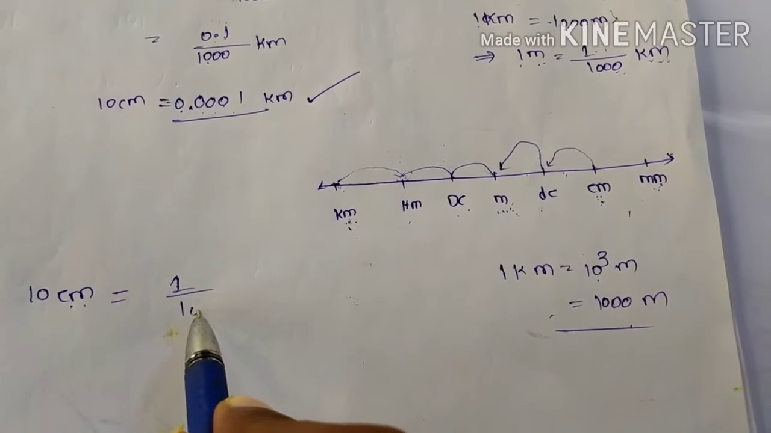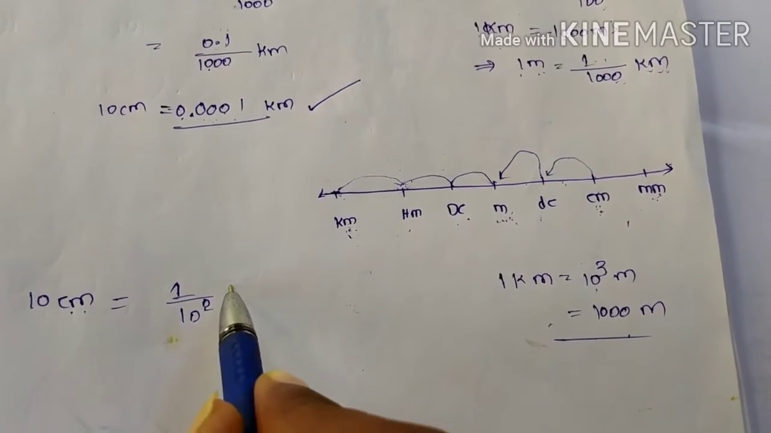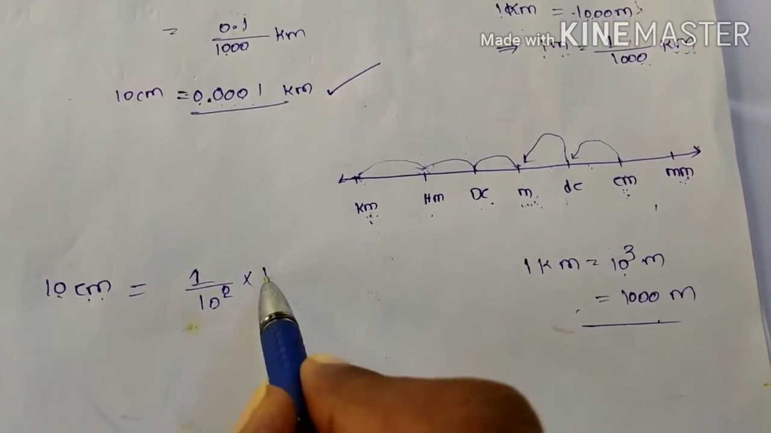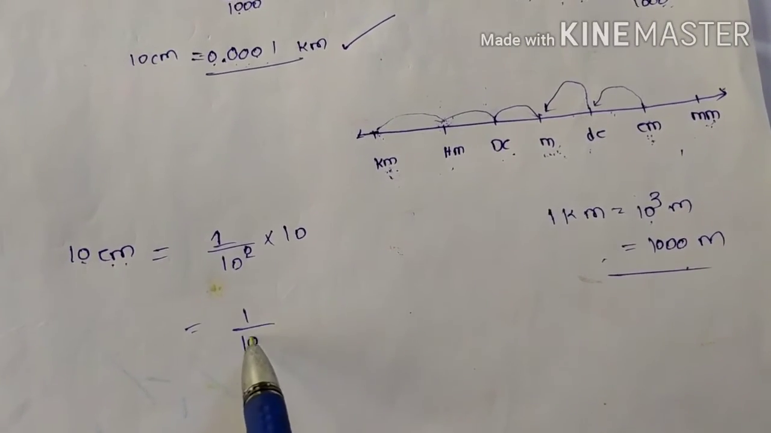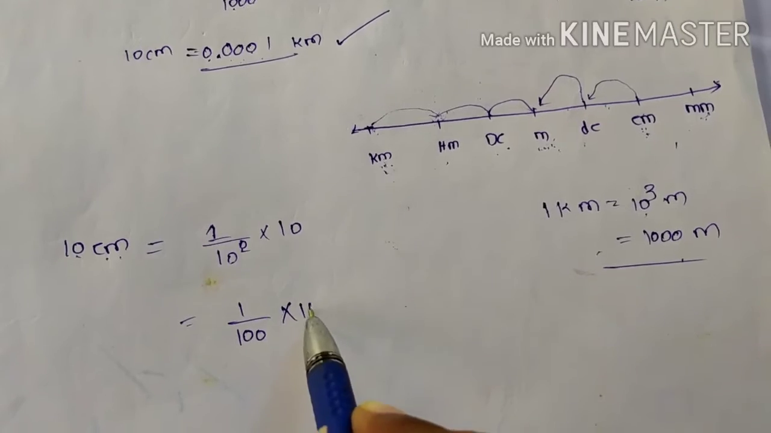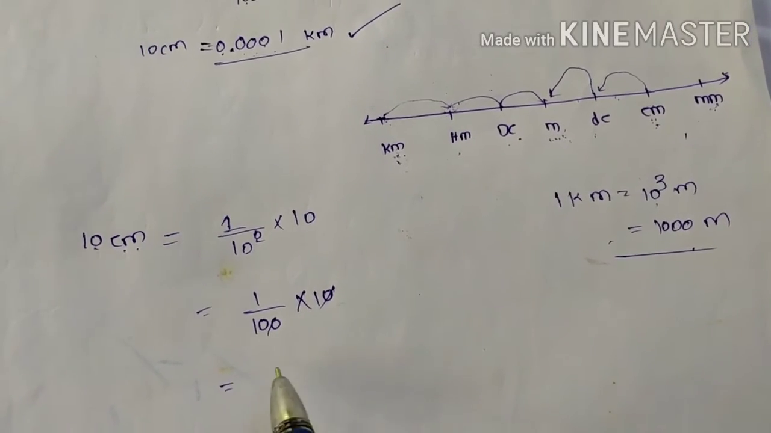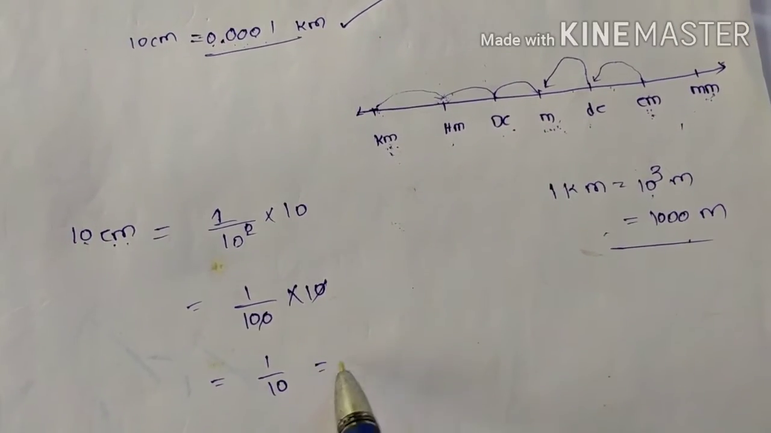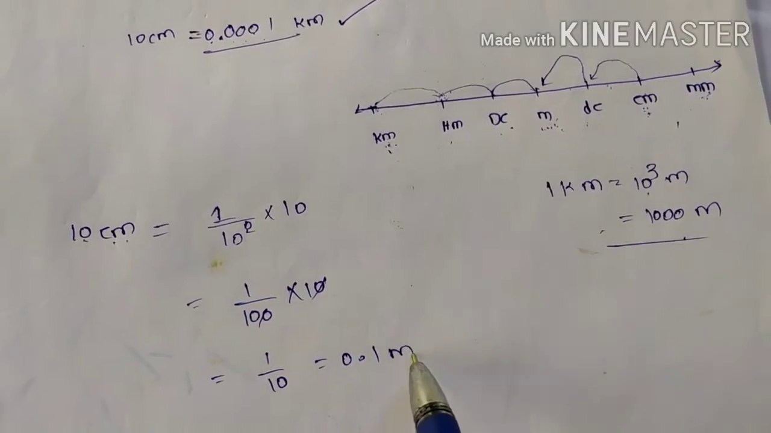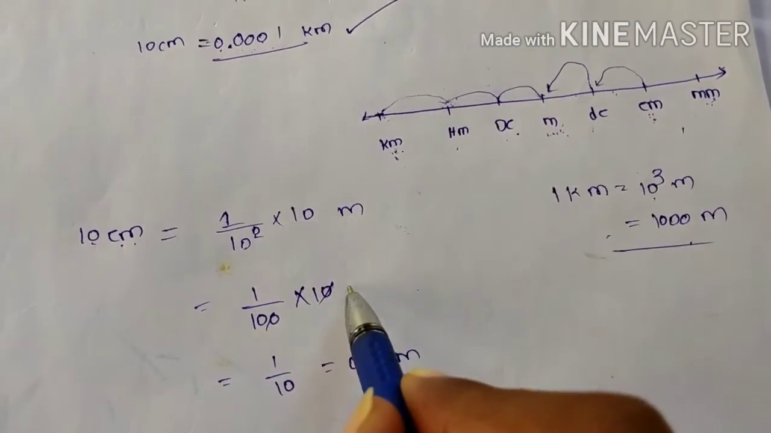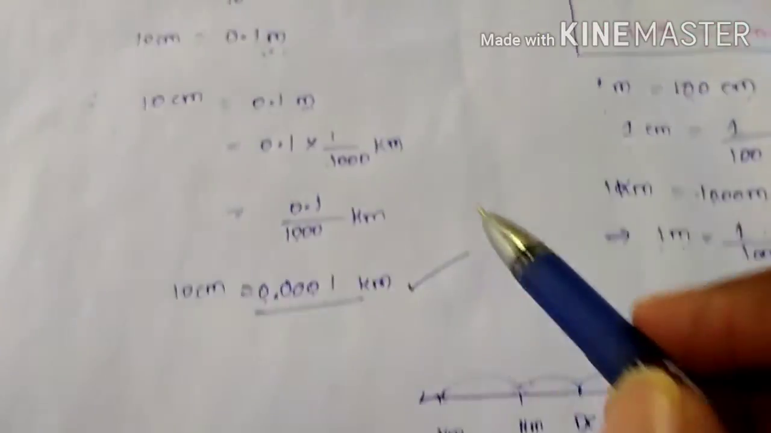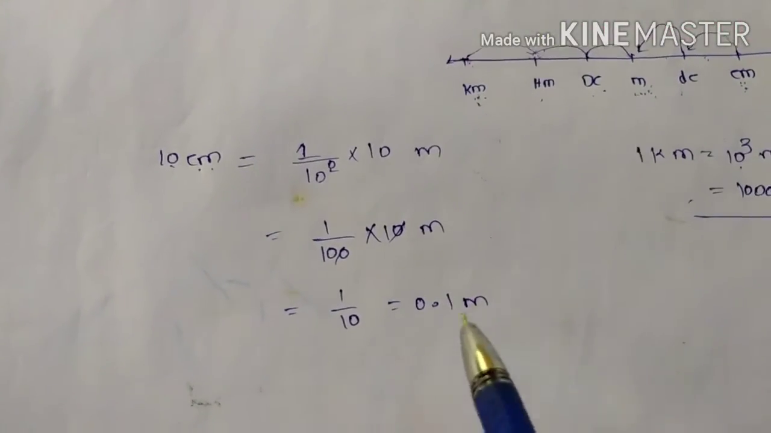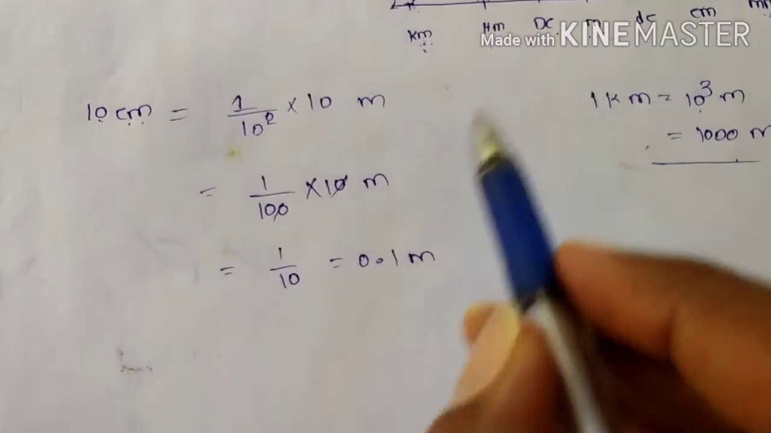1 by 10 power 2 into 10. Very easy. That means 1 by 10 power 2 means 100. 10 square means 100 into 10, 0 cancel. That means here 1 by 10. 1 by 10 means it is 0.1, or not? 0.1 meters. Yes or no? You can observe here, it is also 0.1 meter. Yes, without remembering any values, just see the diagram and write it.